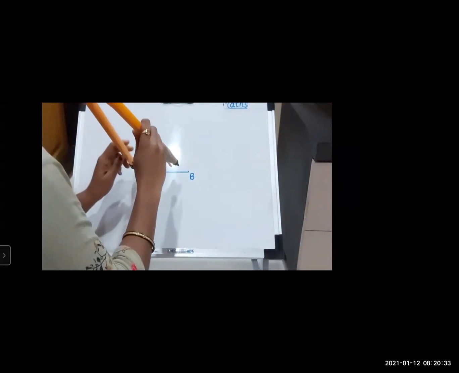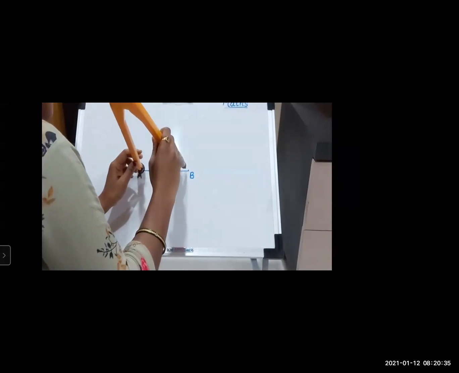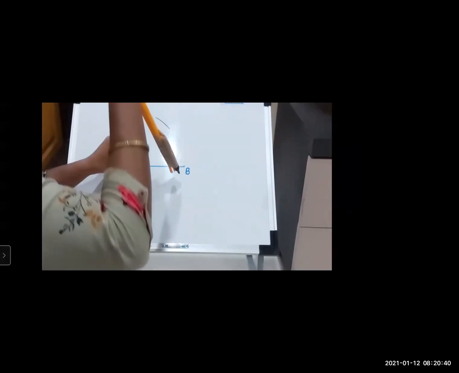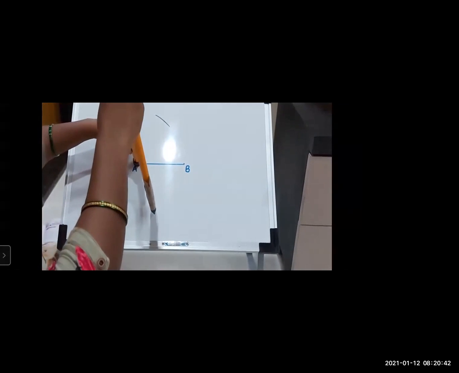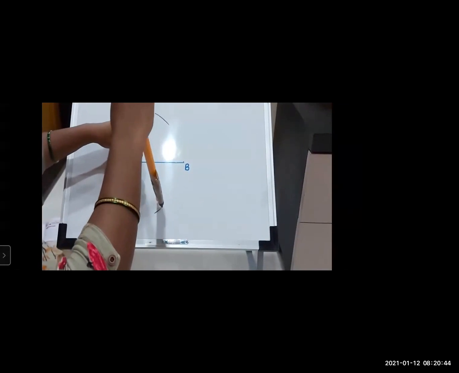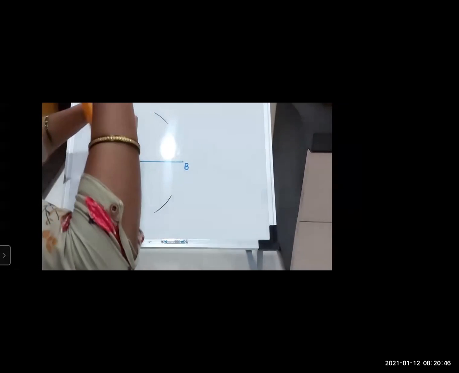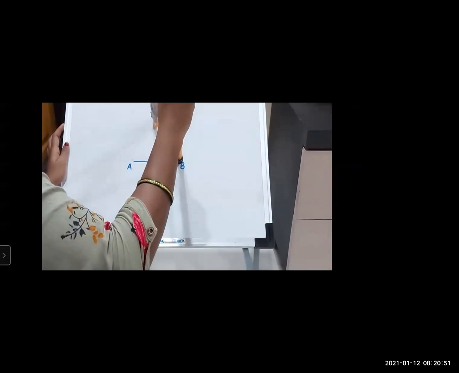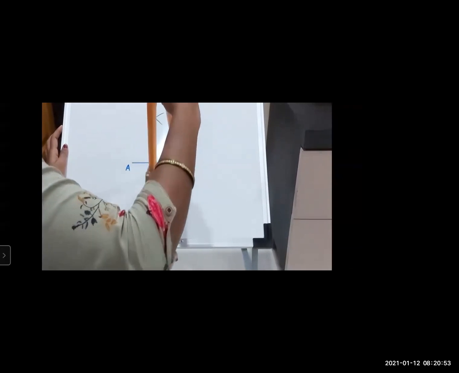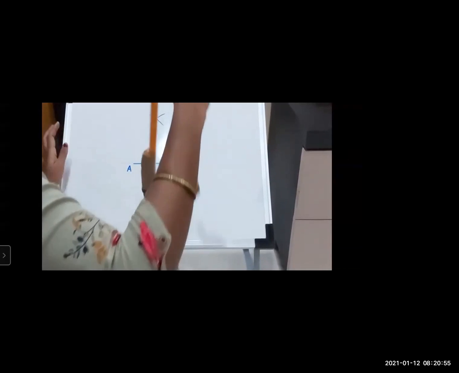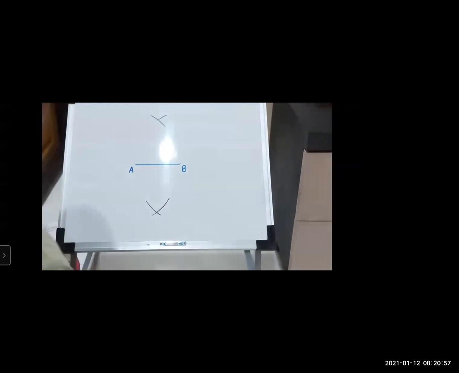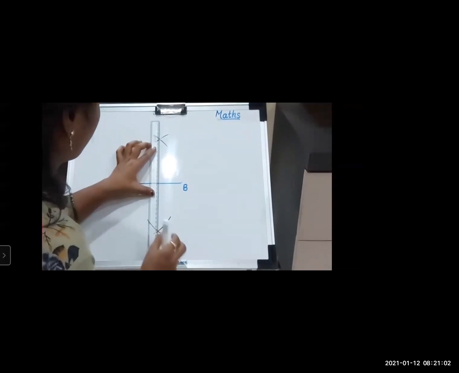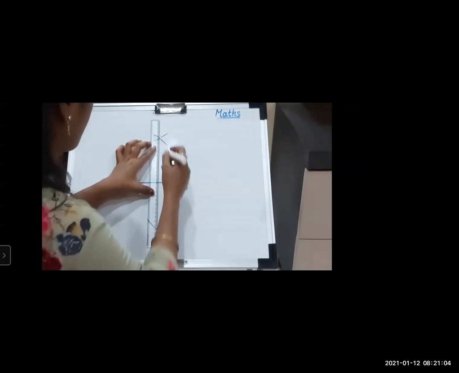Now I will not change the arms of the compass. Draw arcs to both sides of the segment AB, keeping the needle on point A. Now again, keeping it on B, I will draw an arc to both sides of the segment AB. Now here I have got both the arcs. I will join both the points of intersection of the arcs.